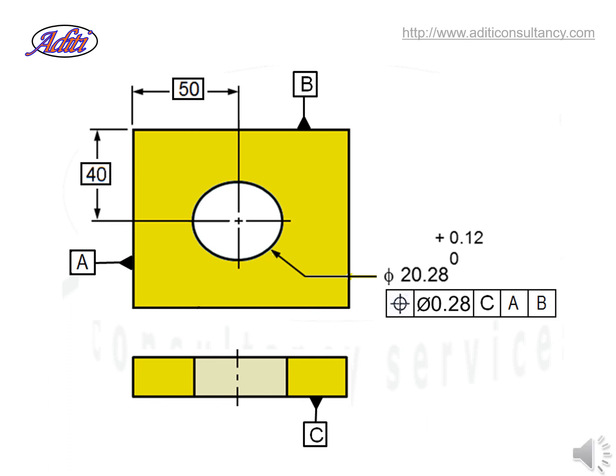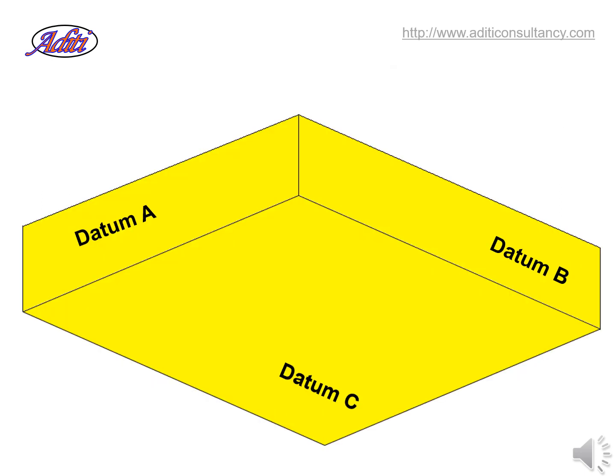Let me try to explain the overall meaning of this position tolerance. There will be a cylindrical tolerance zone of 0.28 mm with respect to primary datum C, secondary datum A and tertiary datum B, and the two coordinates 50 mm and 40 mm are shown as basic dimensions. Initially, the manufacturer has to produce the three datums, which should be mutually perpendicular to each other. Then this part will get mounted on the machine and gets aligned with respect to the machine coordinate system.